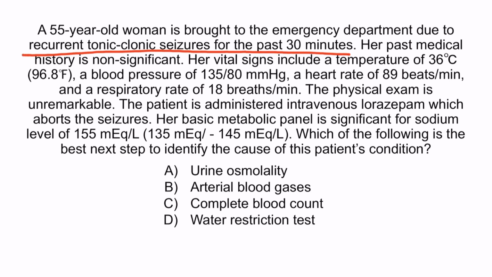This patient presents with recurrent tonic-clonic seizures for 30 minutes. Her vital signs, as well as the physical exam, are unremarkable. The patient's basic metabolic panel is significant for serum sodium of 155, which is high. Therefore, the patient has a hypernatremic seizure. The best next step in the diagnosis of this patient with hypernatremia is to check the urine osmolality. This will help us quickly narrow down the differential diagnosis of this patient's underlying condition.